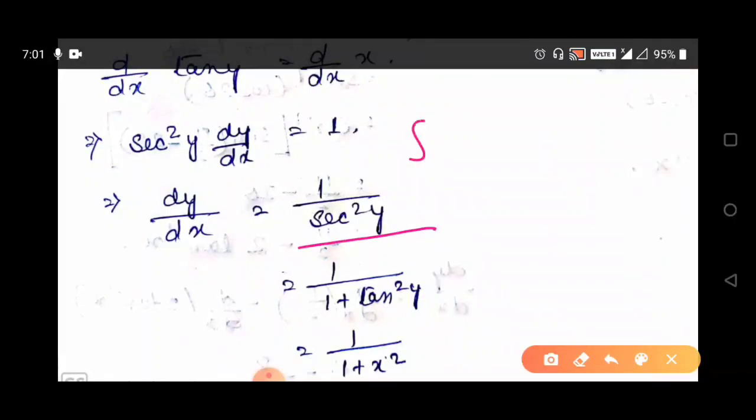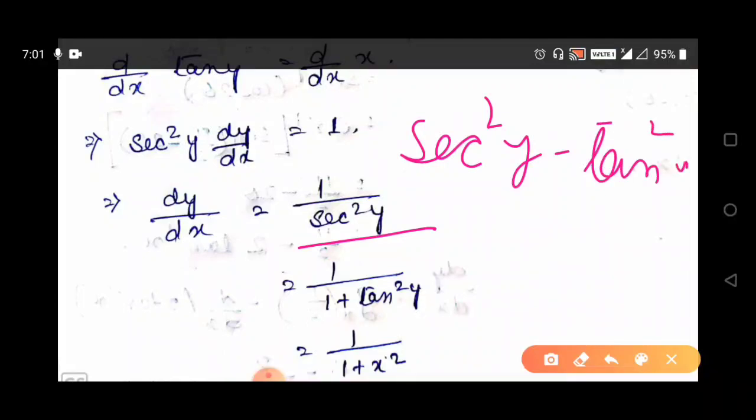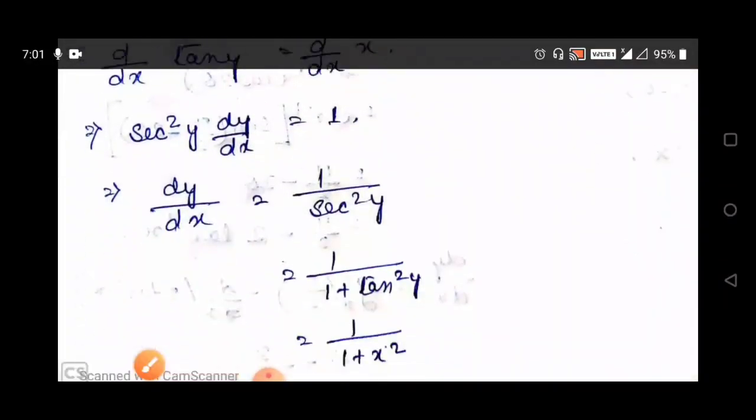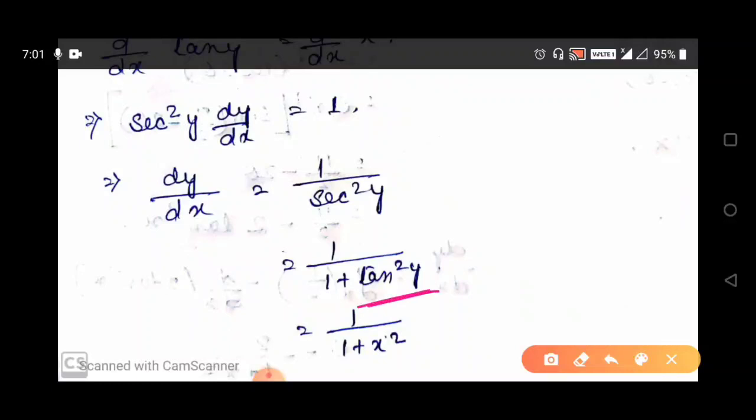Now we know sec square y minus tan square y is equal to 1. So from here we can write sec square y is equal to tan square y plus 1. So in place of sec square y we have written 1 plus tan square y. Now since here tan y is equal to x, so in place of tan y we can write x. So our answer is 1 by 1 plus x square. So the derivative of tan inverse x with respect to x is 1 by 1 plus x square.